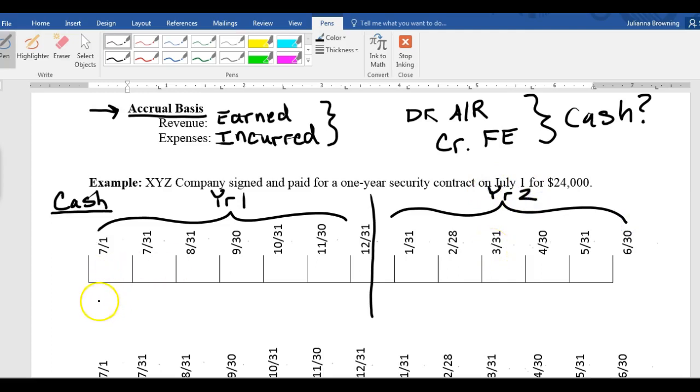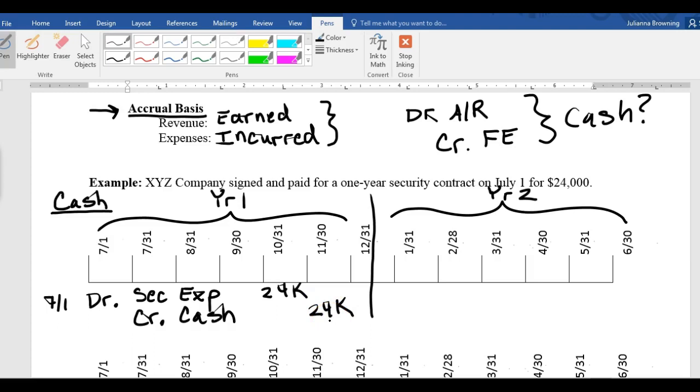But under the cash basis of accounting, we are going to show one transaction on July 1st, where we are going to debit our security expense. So I'm going to abbreviate that, SEC for security expense. And we're going to credit cash for the $24,000 of the cash that was paid out. So that is the cash basis of accounting.